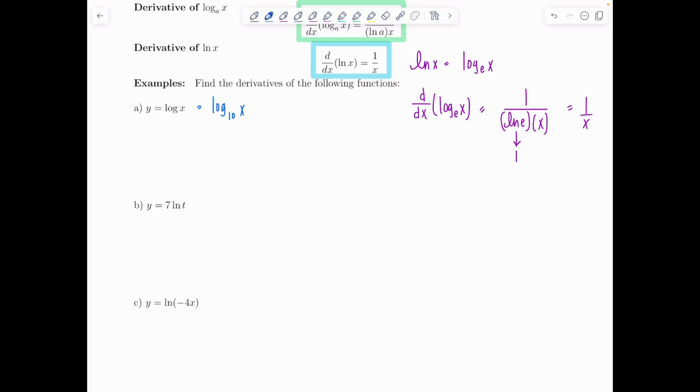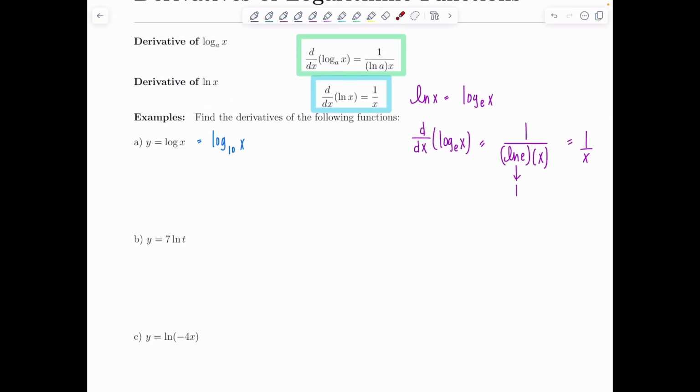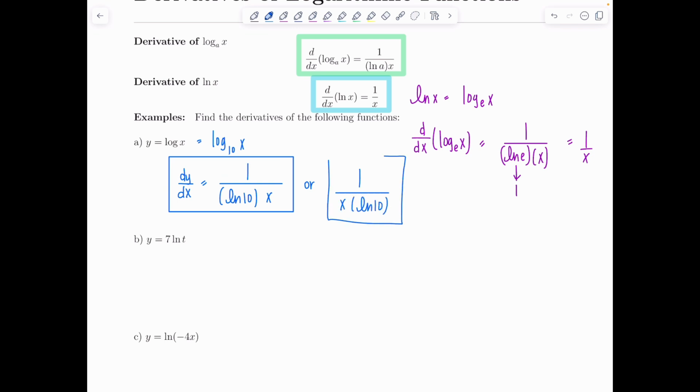And then let's go ahead and take the derivative. Basically, look at this first boxed rule here. The base is 10. A is 10 in this case. So dy dx, or you could write y prime, is going to be 1 over natural log of a, in this case natural log of 10, times x. You can leave it like this. You can also do a little switcheroo if you want to put the x in the front and then the ln of 10 after. No one's going to be angry about that. That might even be more clear. You decide, okay? Or check with your instructor if they have a preference.